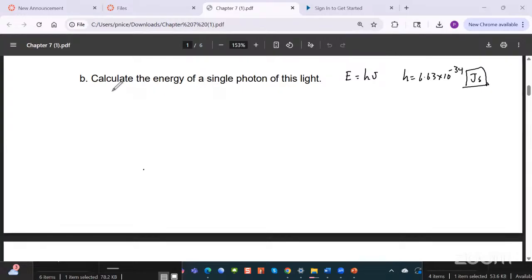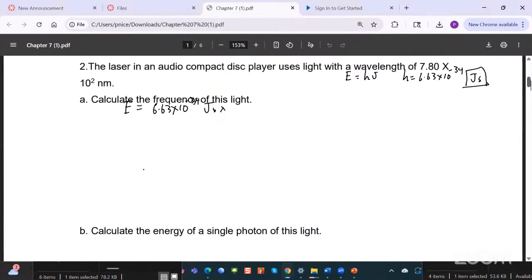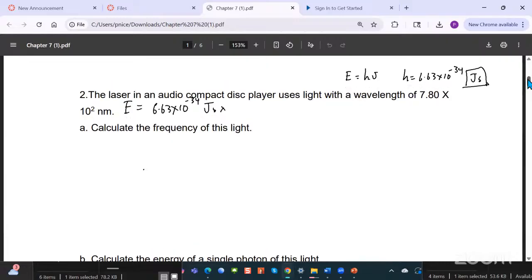So the question is asking, calculate the energy of a single photon of this light. So basically, it's a straight application of this equation. E is equal to h, which is 6.63 times 10 to the minus 34 joules second, multiplied by the frequency. Now, the frequency is what we got earlier. Can somebody remind me of what that frequency was? We calculated it in the A part.